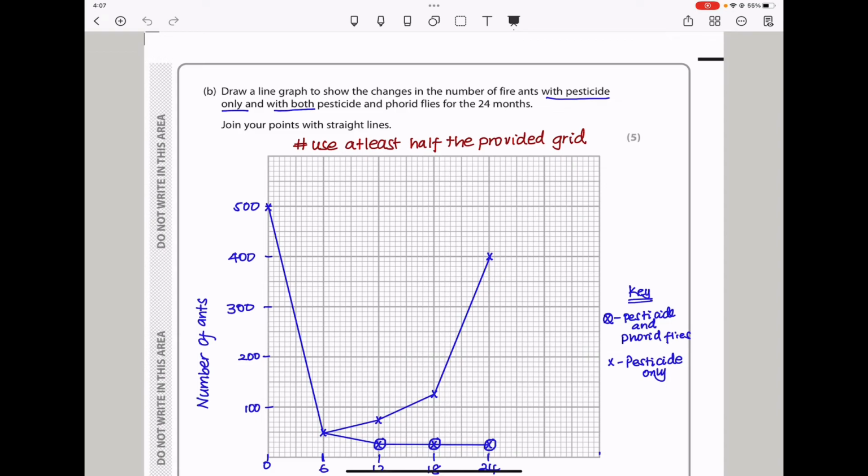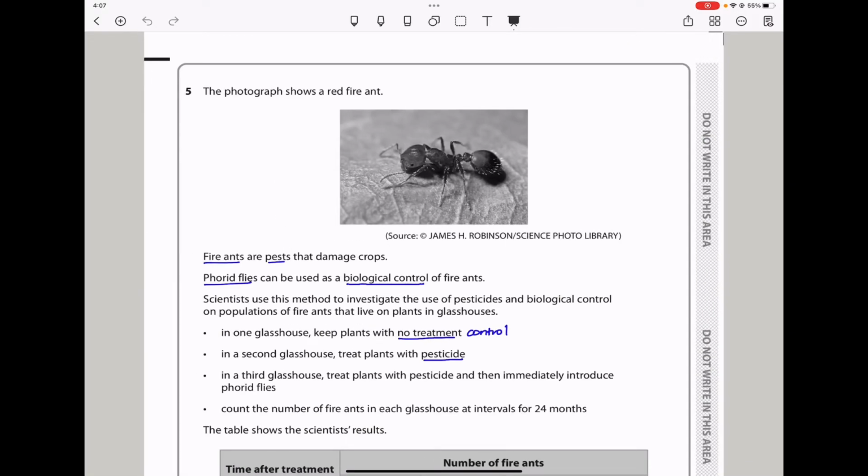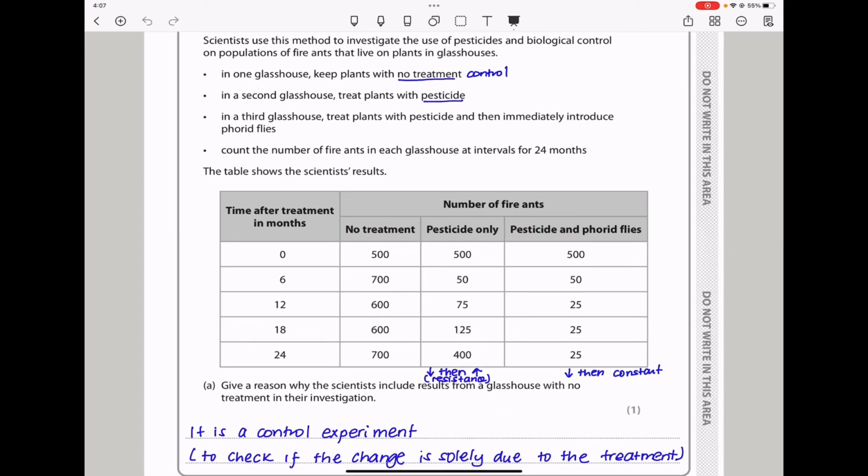In part B, draw a line graph to show the changes in the number of fire ants with pesticides only and with both pesticide and forage flies for 24 months. So this is the number of ants, and again the information I used is from this table here. I'm taking this result as well as that result. So this is going to be the time on the horizontal axis, and this is going to be on the vertical axis as well as that. And for each, we're going to have line graphs.